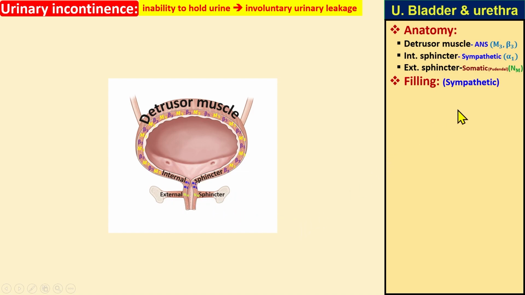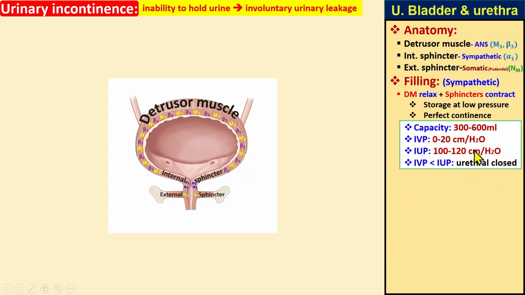If you look at the filling phase, it is sympathetic, where the detrusor muscle relaxes with the help of beta 3, and both sphincter muscles contract. So urine starts to fill the urinary bladder, and the storage occurs at low pressure, and there is perfect continence because the sphincters are closed.